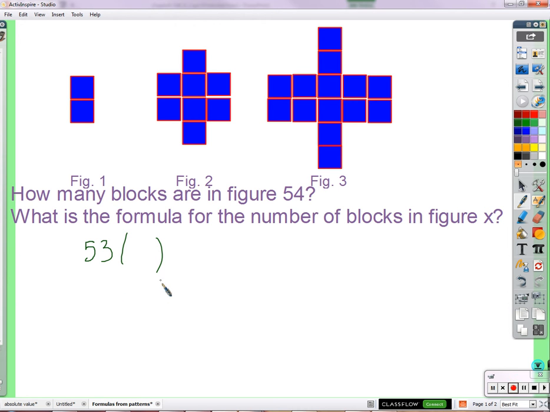Times 6, because that's the rate of change. Okay, 6 is the rate of change. Somebody want to put that in different terms? Why 6? Because it goes up 6 every step. Every figure, it goes up by 6 blocks. We get 2 on this side, 2 on that side, 1 on top, 1 on bottom. That's 6 total. And then you add 2, because the first figure is 2. Jump it in there with the 2 blocks from the original figure.